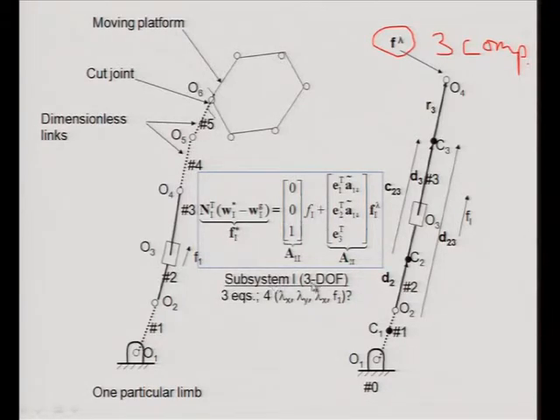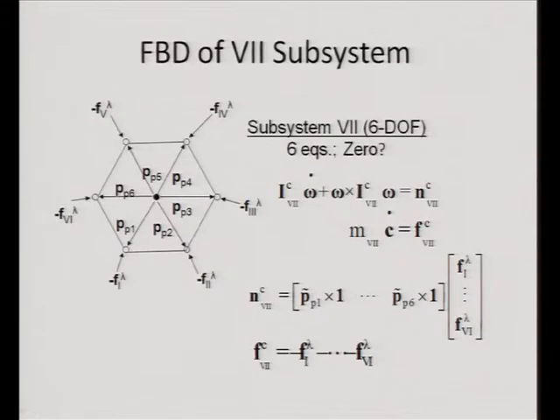Subsystem 1 has 3 degrees of freedom, I get 3 equations of motion, but how many unknowns? One of course is the driving force, and then 3 components of the Lagrange multiplier related force. So, total 4 unknowns. So, 3 equations, 4 unknowns, I cannot solve it. Okay. So, I have to take help of the other subsystems. So, you take all subsystems.